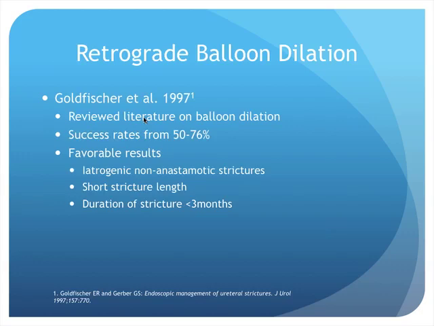One of the earlier studies looked at the literature on balloon dilation, and their recorded success rate was 50 to 76%. They found favorable results for iatrogenic non-anastomotic strictures as well as short strictures, and the duration of stricture less than 3 months.